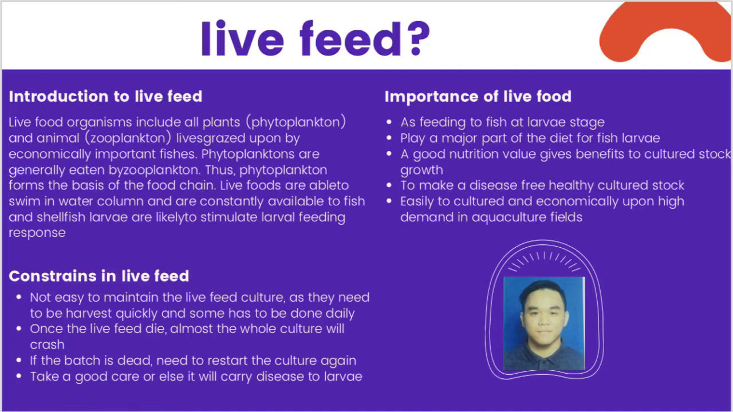So, what is the constraint in live feed? Although it's easy to culture, some live feed are not easy to maintain as they need to be harvested quickly and some have to be done daily. Once the live feed die, almost the whole culture will crash. Therefore, if the batch is dead, it needs to restart the culture again. The culture needs good care or else it will carry disease to larvae.